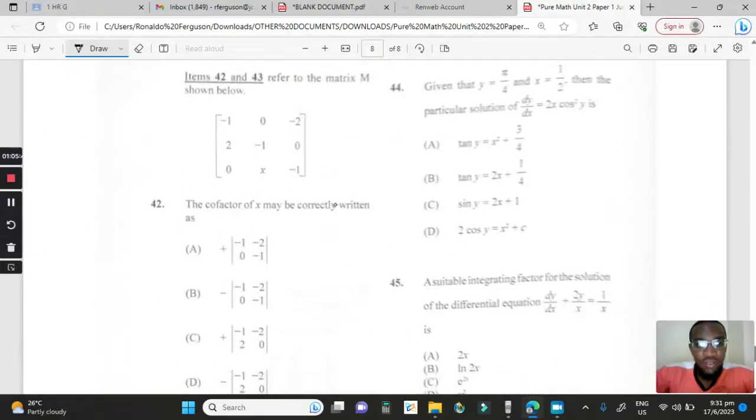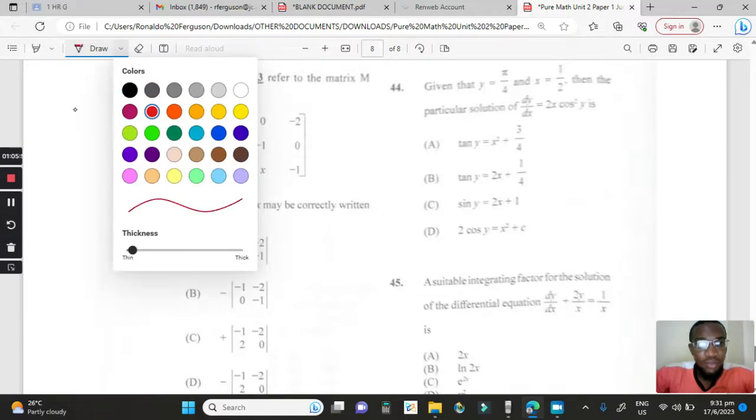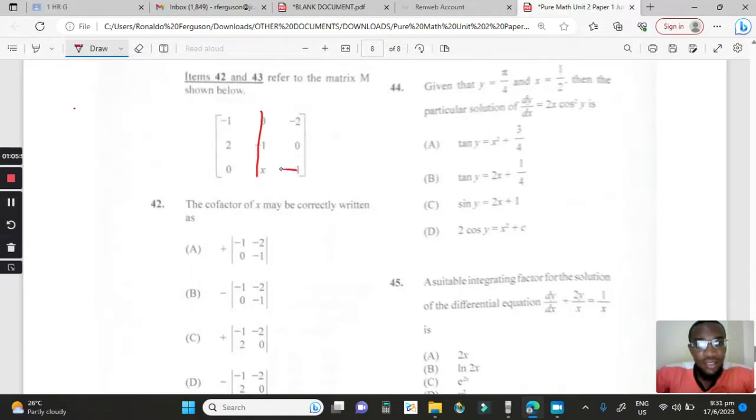Here now, cofactor of x. So x across the row and the column with x in it. That is minus 1, minus 2, 2, 0. But then remember the cofactor sign. So this is plus, minus, plus, minus, plus, minus, plus, minus, plus. So the x corresponds to minus. So looking for minus 1, minus 2, 2, 0.